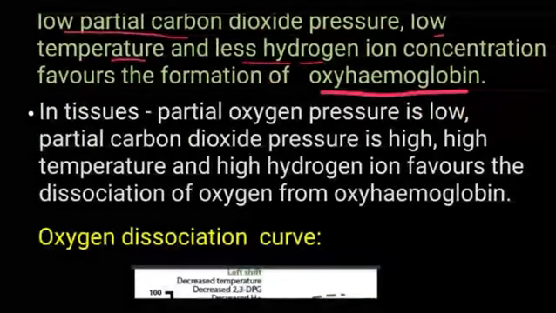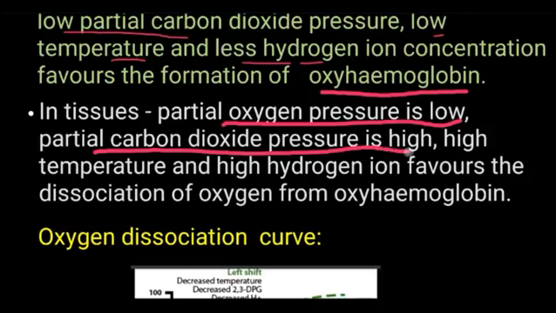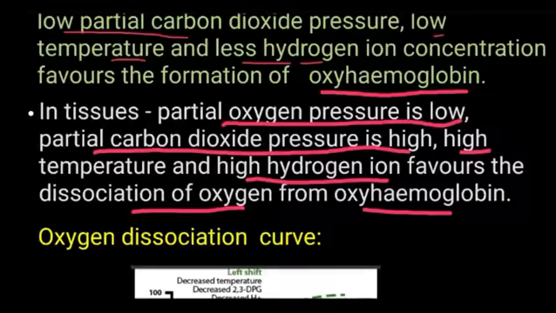But in the case of tissues, exactly the reverse condition exists, whereby the oxygen dissociates from the hemoglobin. In the tissues, the partial oxygen pressure is low and the partial carbon dioxide pressure is high, the temperature is also high, and there is high hydrogen ion concentration. Thereby it favors the dissociation of oxygen from the oxyhemoglobin. Thus the blood leaves the oxygen in the tissues for metabolic activities.